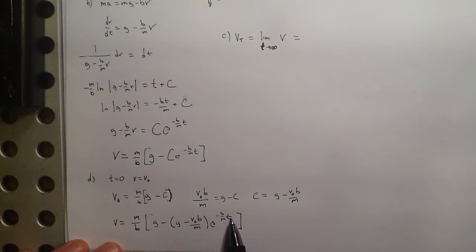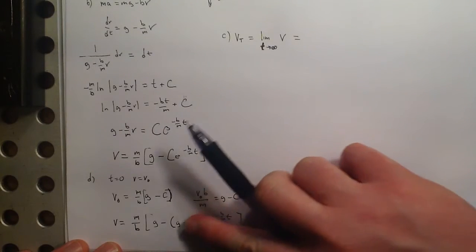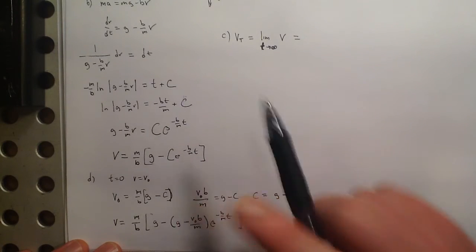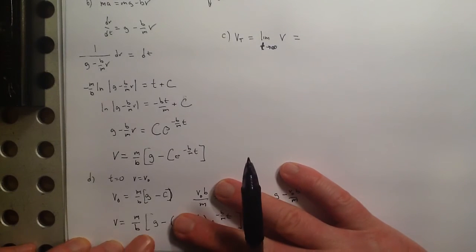As time approaches infinity, this would be e to the negative infinity. E to the negative infinity is like 1 over e to the infinity, so this is going to go to 0. And this is just a constant. So constant times 0 is equal to 0. So this whole part gets wiped out when t approaches infinity, and my terminal velocity then is just mg over b.